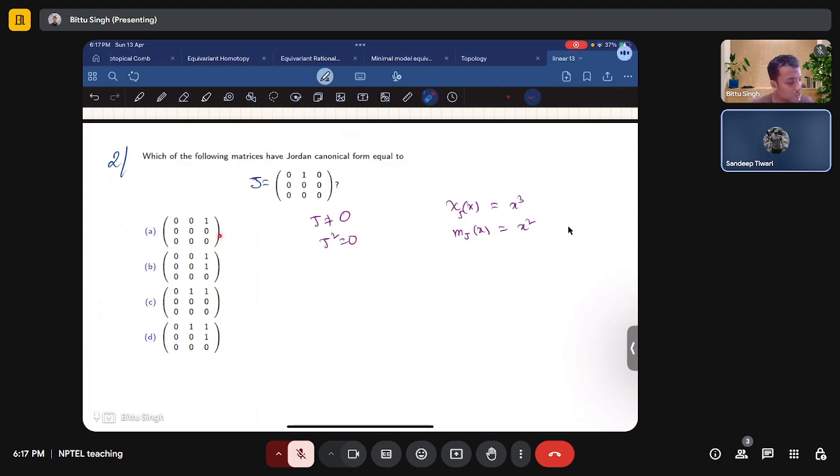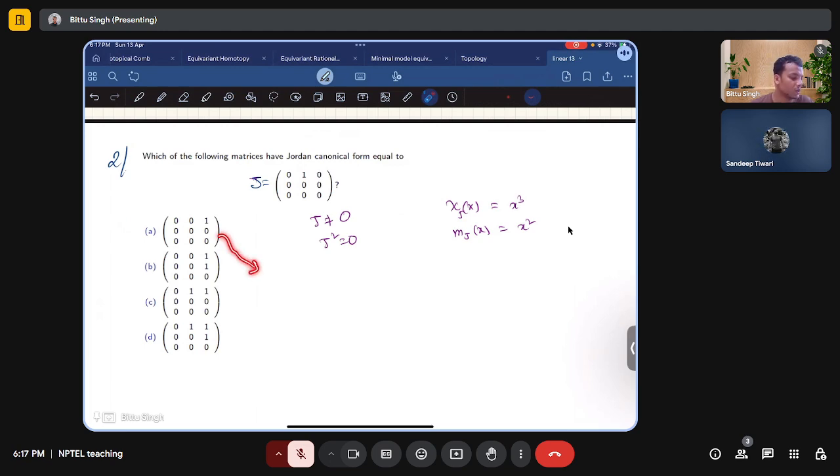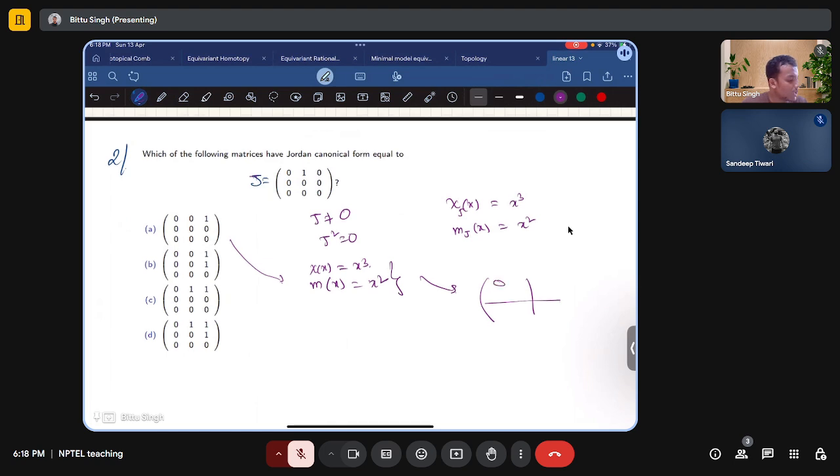Now, if we see this matrix, then for the Jordan canonical form corresponding to this matrix, again the characteristic polynomial is x cube and the minimal polynomial is x square, because the first row is 0, so this times this will be 0. So the minimal polynomial of this matrix is x square and the characteristic polynomial is x cube. So from here, what will be the Jordan canonical form? All eigenvalues are 0, so we can put those things in the diagonal.